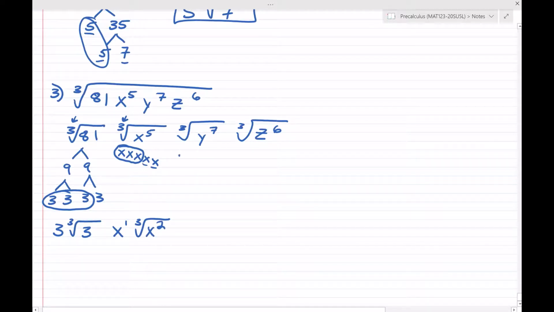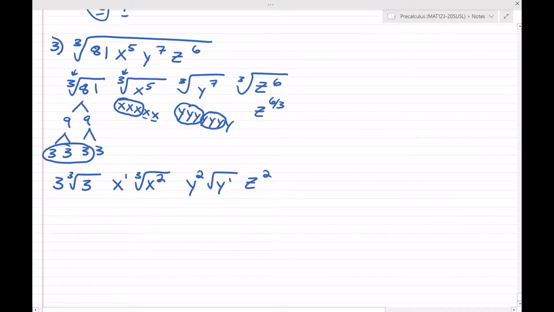Same thing with y to the 7th. We're looking for a group of 3. So actually there's 2 groups, and then there's just 1 left over. And then the z to the 6th, well, that's just the same thing as z to the 6 over 3, which is 2. We don't need absolute value because it's not even, odd.